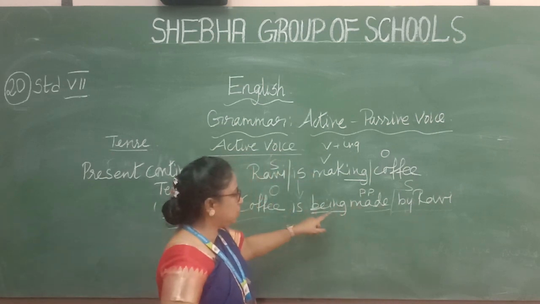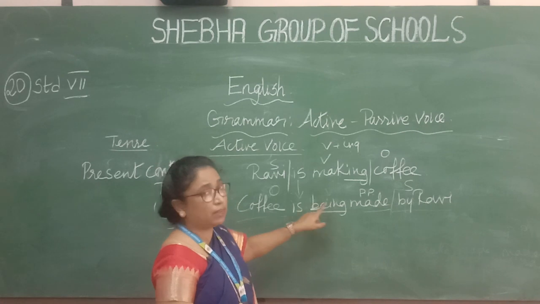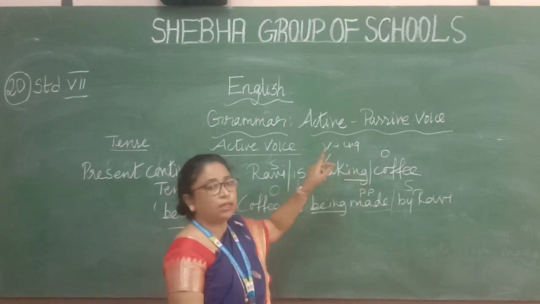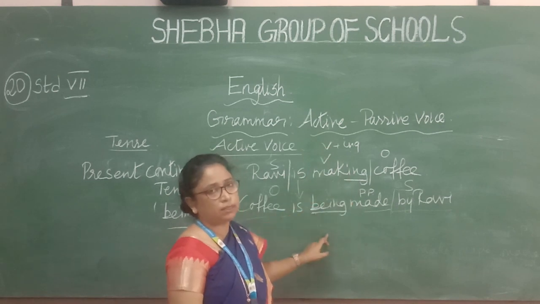So the new thing being added is being over here. Why are you adding it? Because the verb has got ing. Verb plus ing. As soon as you see this, you have to insert being into it.